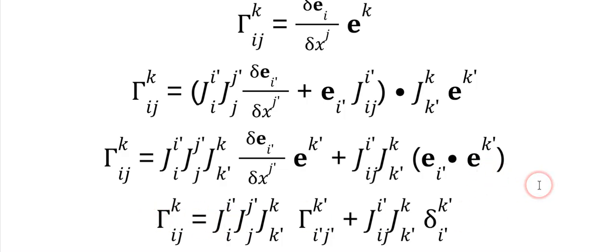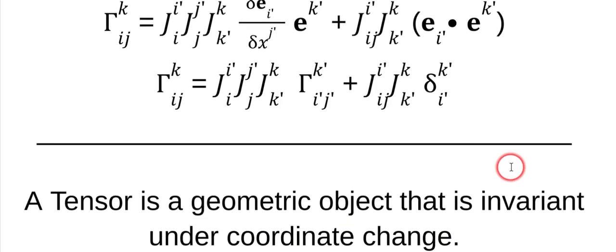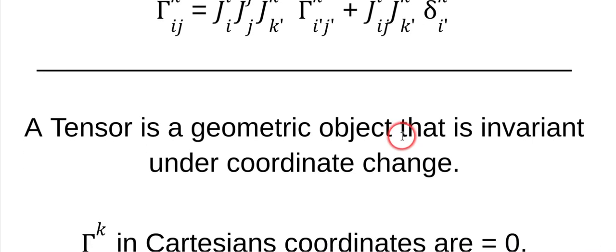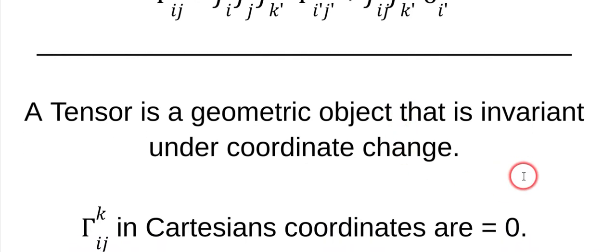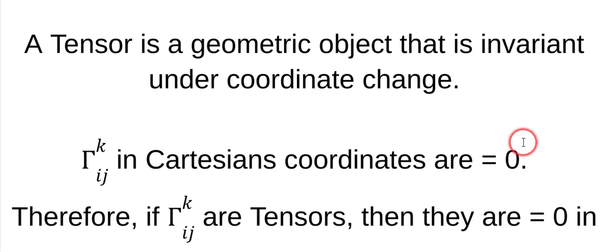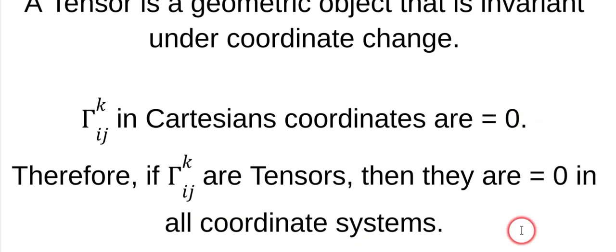Now let me show you a non-mathematical logic way to prove the exact same thing. What is a tensor? A tensor is a geometric object that is invariant under coordinate change. That means it doesn't change when you change the coordinates. A tensor is a tensor, okay? The Christoffel symbols in the Cartesian coordinate frame, they're all zero. All of them are zero because the basis vectors don't change anywhere in the space. So therefore, if Christoffel symbols are tensors, then they are equal to zero in all coordinate frames. Well, that'd be my conclusion from this, right? If this was a tensor.